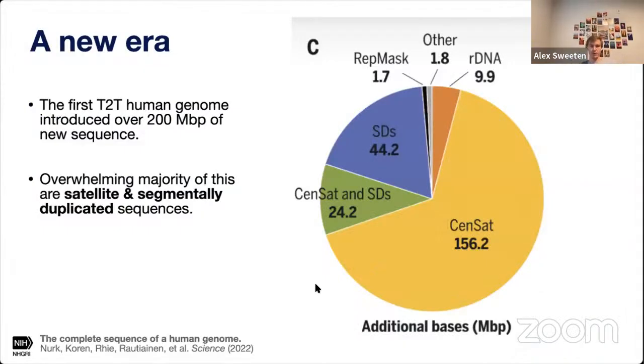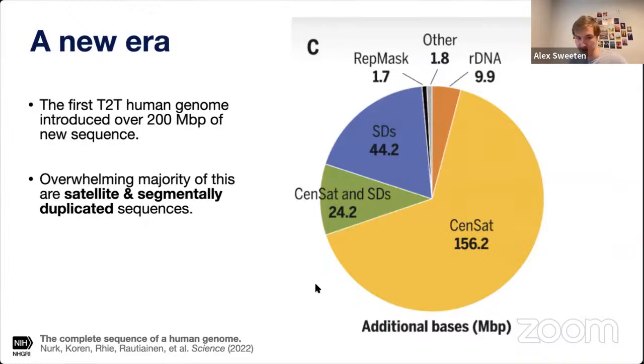Okay, so moving on to the presentation and some motivation for you. Around 2 years ago, the Telomere to Telomere Consortium published a landmark paper that they had finally completed the human genome. This paper was published in Science and was the result of years of work and really an improvement both in assembly algorithms and sequencing technology.